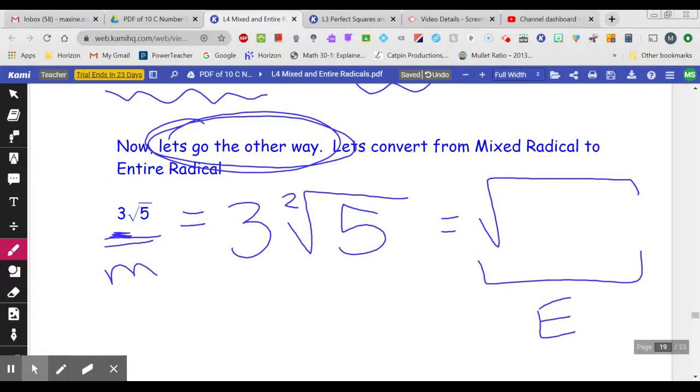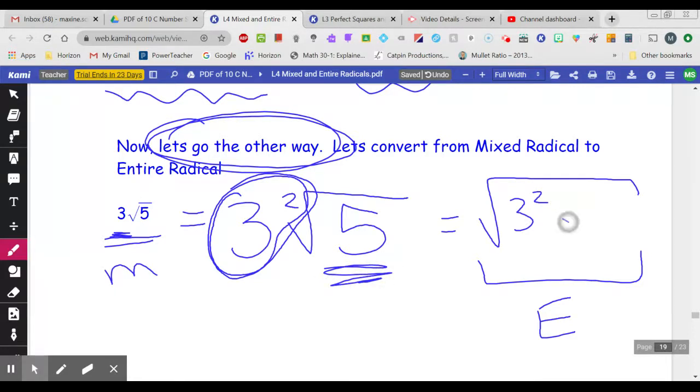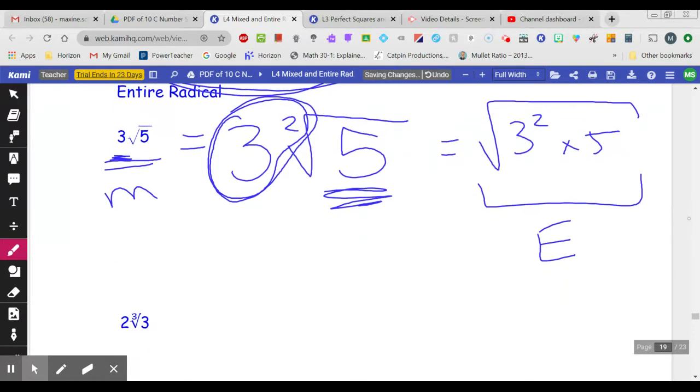So all you're going to do on your calculator, see right here, if you connect these two together, it looks like 3 squared, and then we're going to go times 5. So when you punch that into your calculator, 3 squared times 5, you get out square root 45. And that's the answer. That's it.